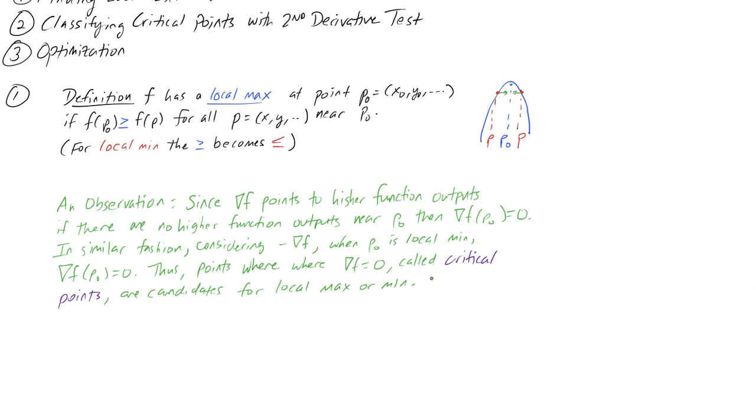Points where the gradient is 0 are called critical points. So we'll be referring to these points. Not all places where the gradient is 0 are local maxes and mins, but if you have a local max or min, then the gradient is 0. So these are candidates. Places where the gradient is 0 are candidate points for local max and local min.